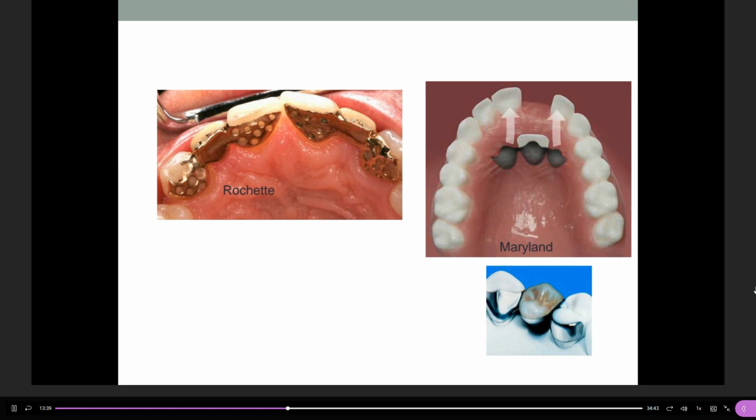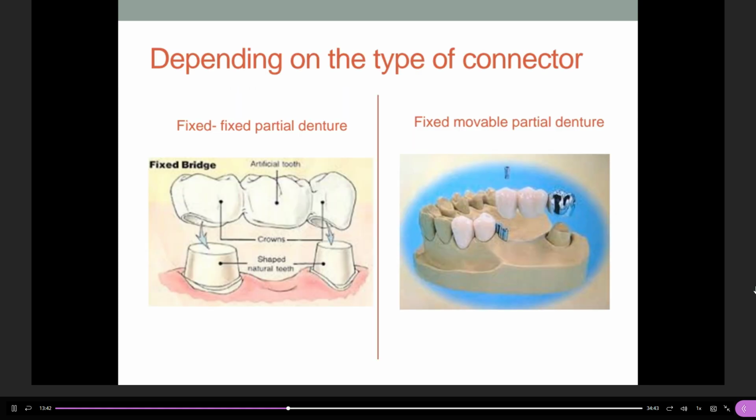Now, depending on the type of connector, we can further classify the fixed prosthesis. What is a fixed partial denture? A partial denture in which the prosthesis is totally fixed and attached to the mouth. You have a fixed movable partial denture, where a portion of the prosthesis is fixed in the mouth and there is a movable joint. This movable joint is nothing but a precision attachment. It is used in some situations. When we look into the further part of the lecture, you will understand what is a fixed movable partial denture.